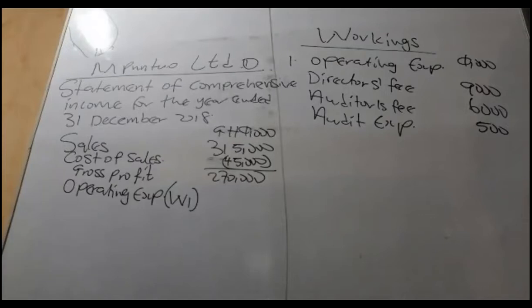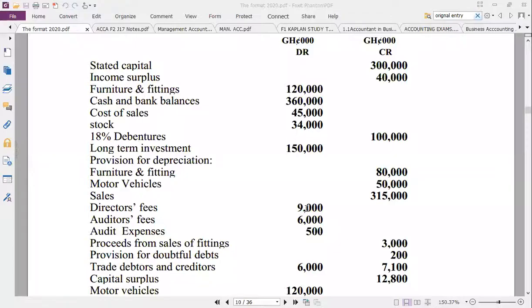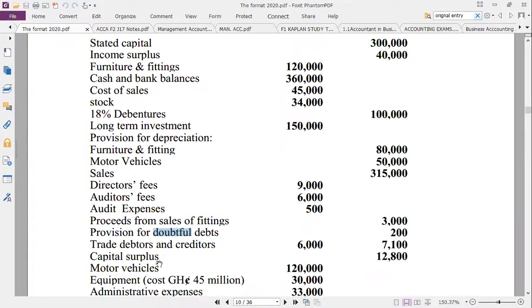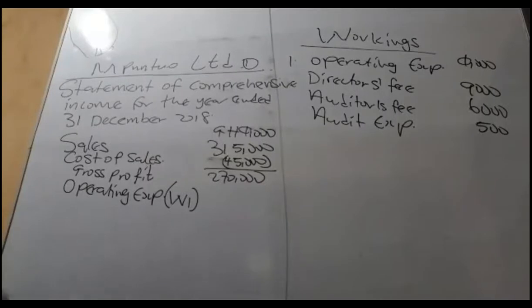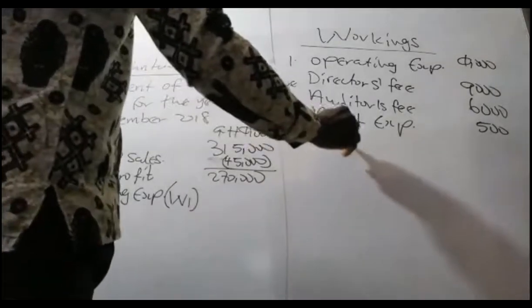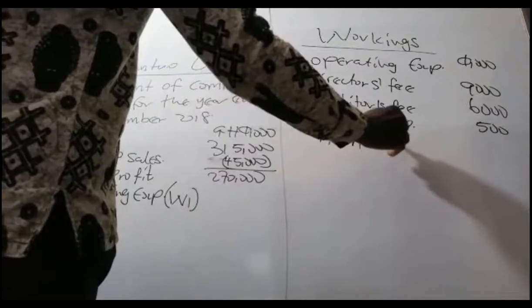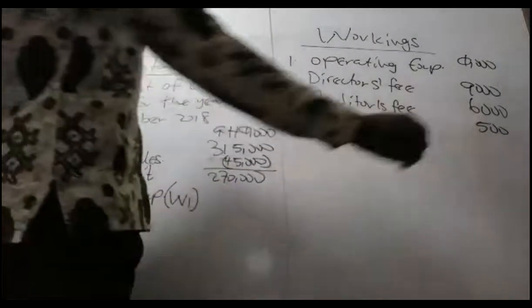Then you go back again. Let's see. Okay, 965. Good. Proceeds from sale of fittings, nope. Provision for bad debts, nope. Capital surplus, nope. Motor vehicles, nope. Wow, look at where admin is. Administrative expenses, 33,000. Yep. So we need that one. Let's go and add it. So admin expenses. Good. That will be 33.